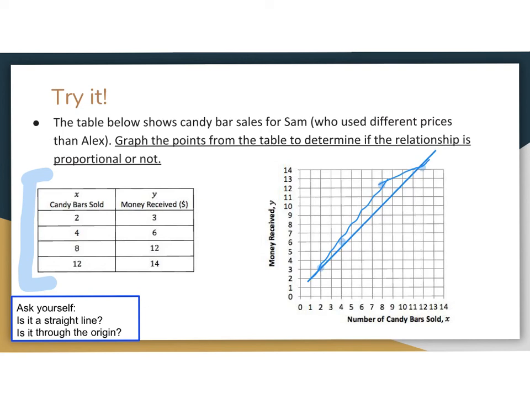So we can come back down here and ask yourself, is it a straight line and does it go through the origin? Now, this right here, we could make it go through the origin if we twisted it, but it is not a straight line that goes through the origin. So the answer to your try it problem is that it is also not proportional, just like our example.